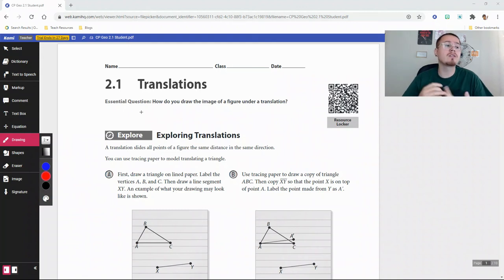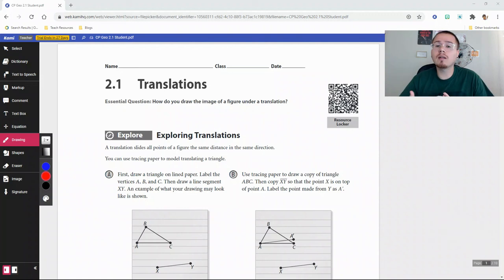So we talked about using the coordinate rules. We talked about the component form. We talked about applying the rules. We talked about drawing. So before we go over what I want you to do for homework, the essential question: how do you draw the image of a figure under a translation? You can use tracing paper, but we aren't going to talk about that. But you can see that it works. And if you have tracing paper, go for it.